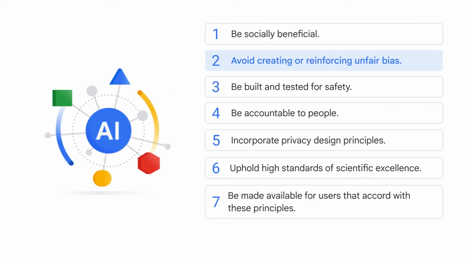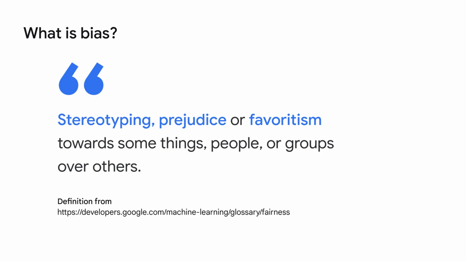Fairness relates to the second of Google's AI principles: avoid creating or reinforcing unfair bias, although it's worth noting that the principles often intersect. Let's first define what is bias. Bias is stereotyping, showing prejudice or favoritism towards some things, people, or groups over others. It is easy to say, but usually challenging to realize the biases we have, because they are hidden inside our own perspectives. Let's do a quick experiment.